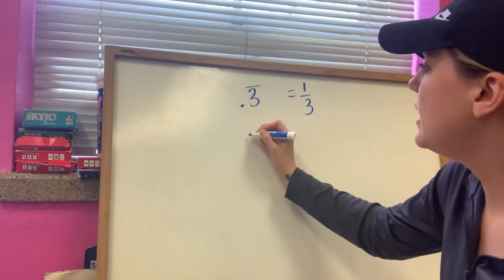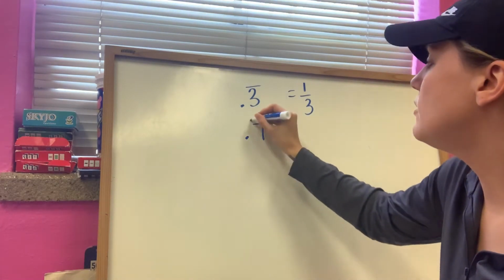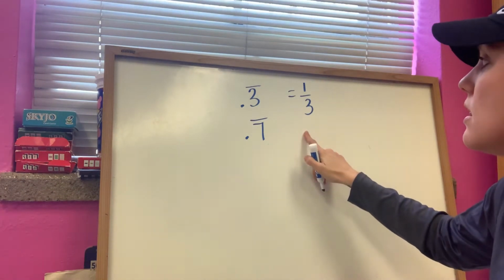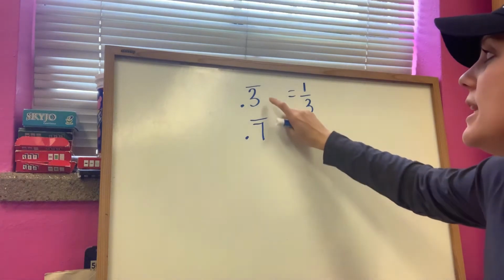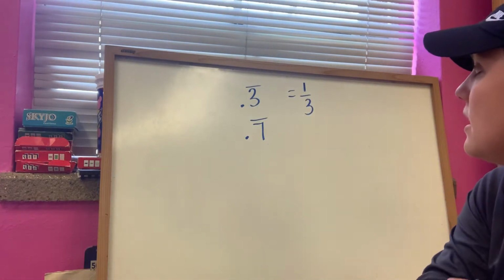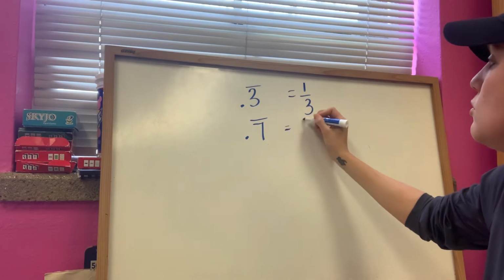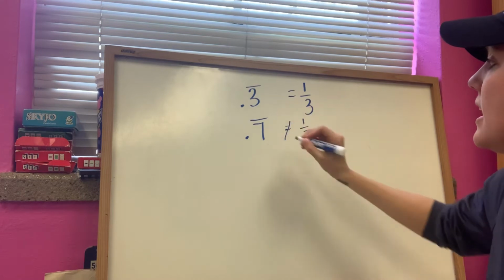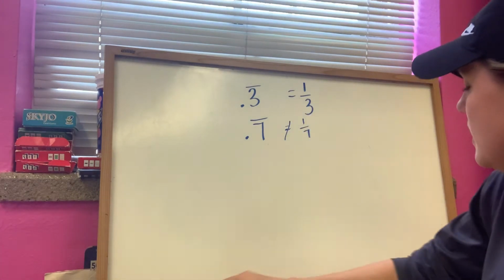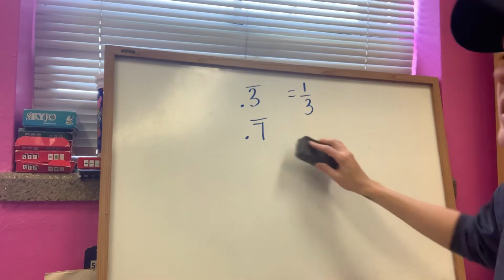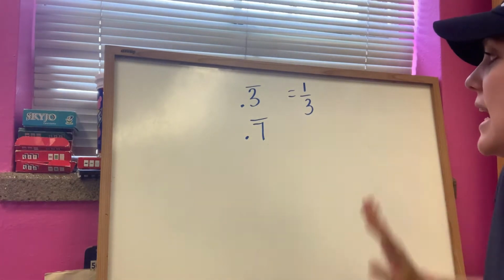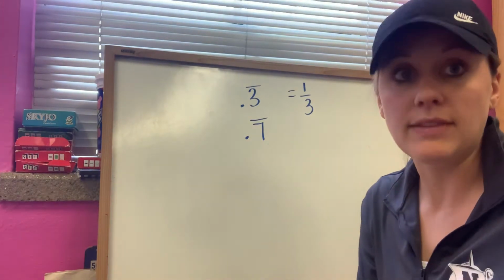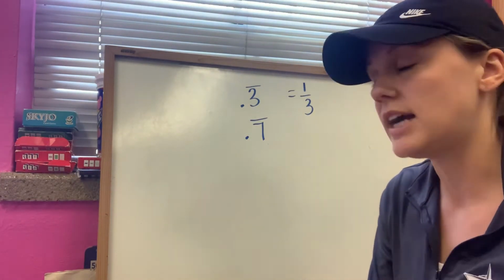What about numbers like 0.7 repeating? 0.7 repeating is not 1/7, because we know 0.7 repeating is larger than 0.3 repeating. And if we thought this was equal to 1/7, this fraction is smaller than that one. So that cannot be true. So I'm going to teach you guys how to write these repeating decimals as fractions, so we can say these are rational numbers, and this is how I know, is because they can be written as a fraction.